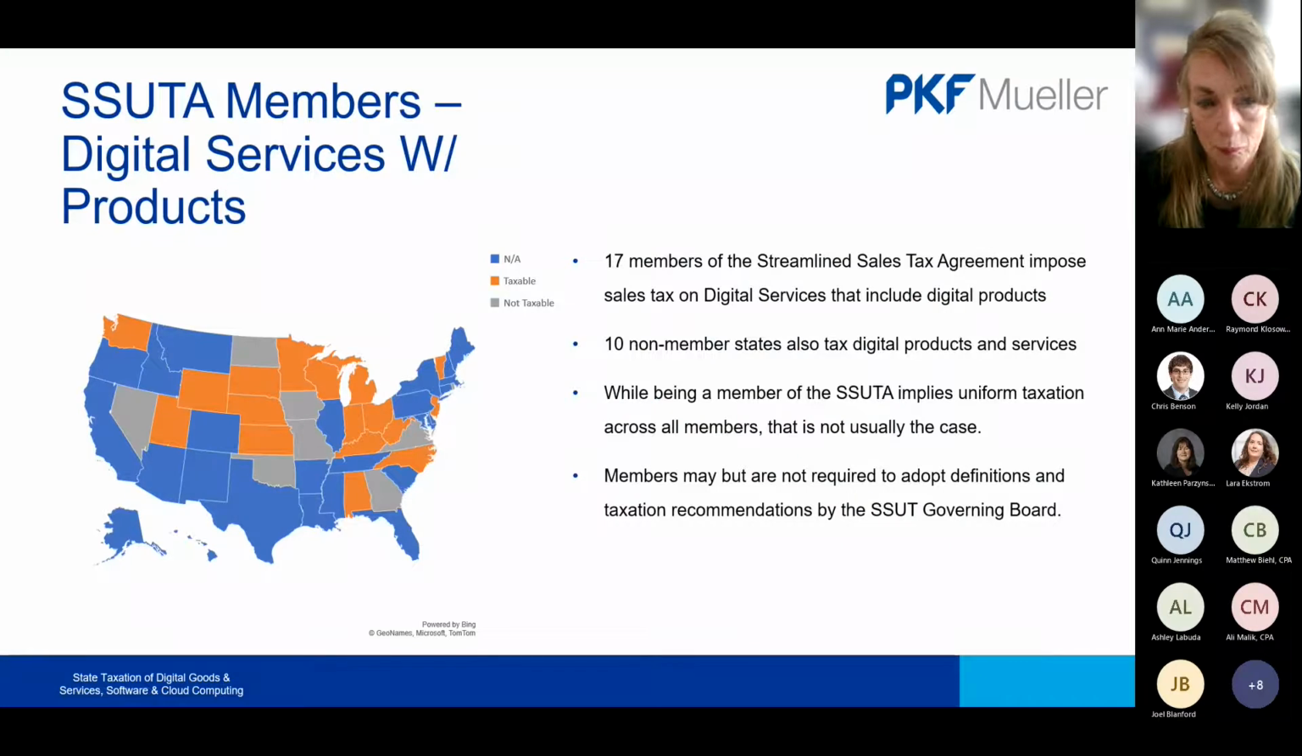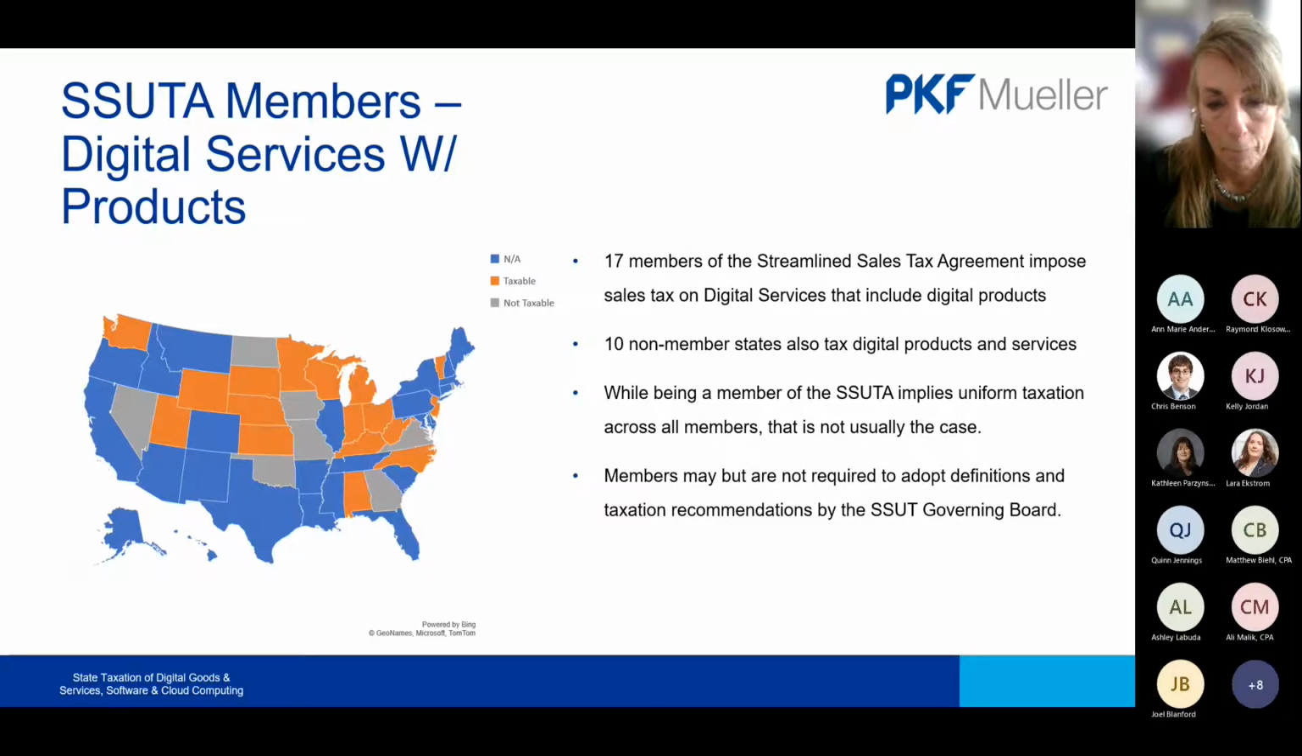So first, we're going to look at the SSUTA. This is the Streamlined Sales and Use Tax Agreement members, and how they tax digital services with products. Ellen touched on this. So sometimes a digital service will spit out a digital product, and 17 members of this agreement impose sales tax. So anyone in orange, you can see that would be taxable. Blue here is a state that is not a member of this. So that's why it's an NA.